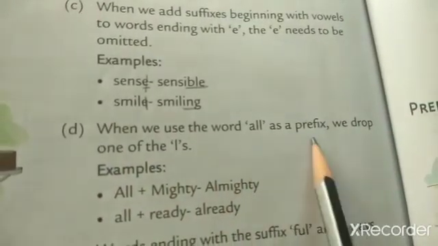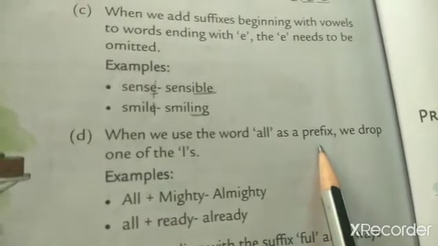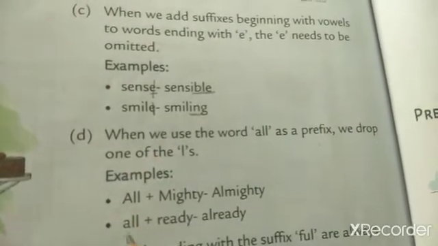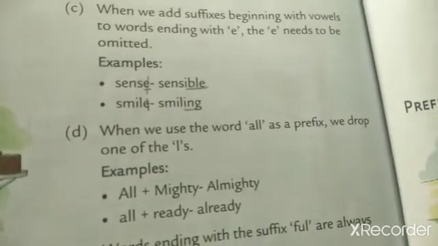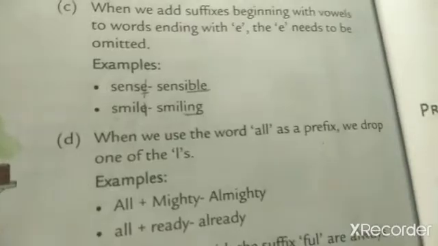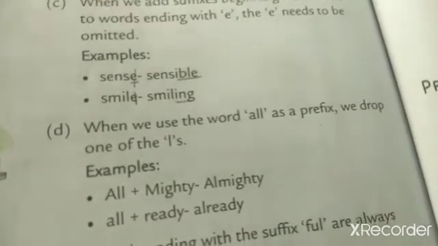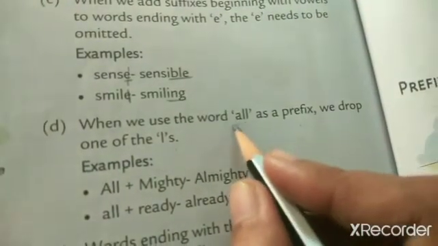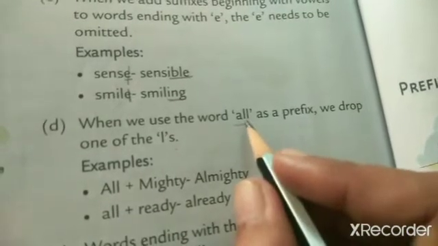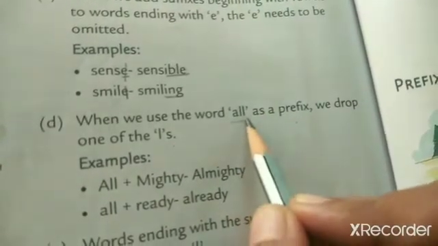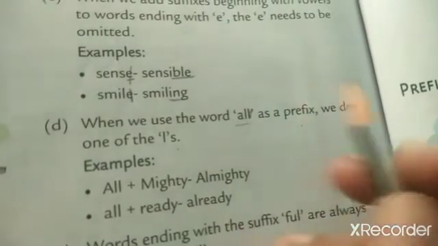Okay, so now let us see the next rule. When we use the word all as a prefix, now prefix means the word which is added in front of a word to make a new word. So when we add any word before a word to make a new word, it is called a prefix. When we use the word all as a prefix, we drop one of the L's. So when we add all to a word to make a new word, here ALL is there, so we remove one L from it.